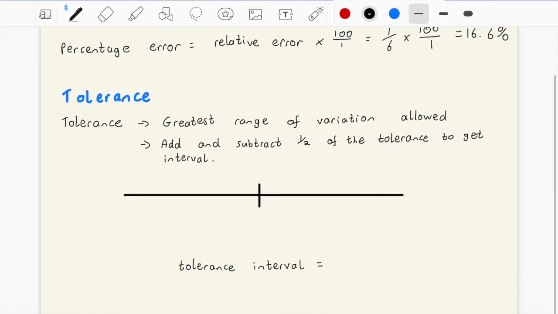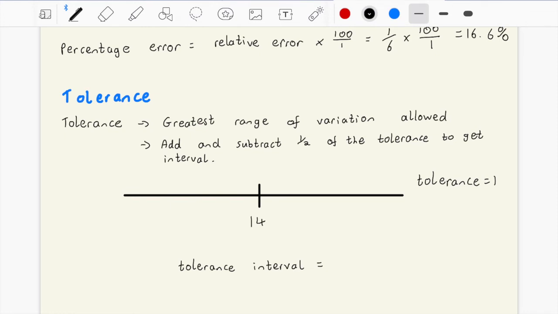So the tolerance is the greatest range of variation allowed around your answer. So in order to get the tolerance range, you add and subtract half of the tolerance to get the interval. So for example, let's say in a measurement, the true value, the answer that they're looking for is 14. So let's say in this case, they have given you a tolerance of 1.